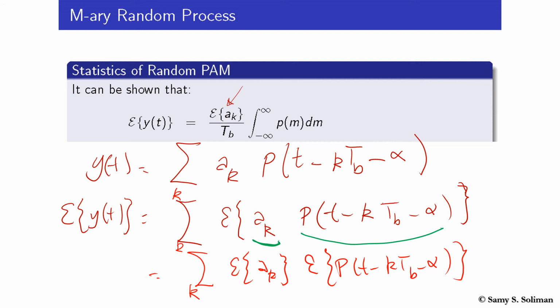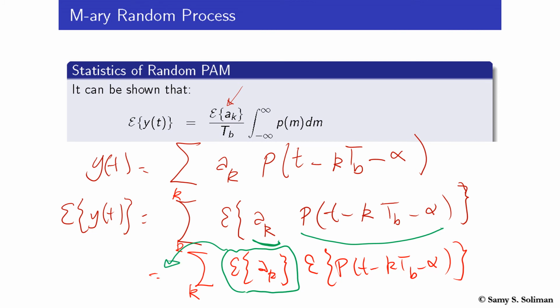In order to calculate the expected value of A_k, we need to know the distribution of A_k and the possible values of A_k. However, since the amplitudes A_k are taken from the same set, irrespective of which symbol we are talking about, irrespective of the value of k, this expectation is independent of k. So it can be taken outside the summation.